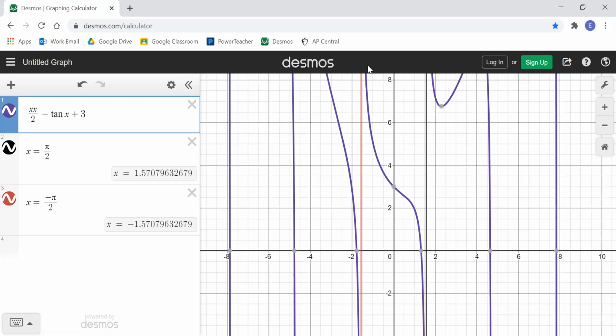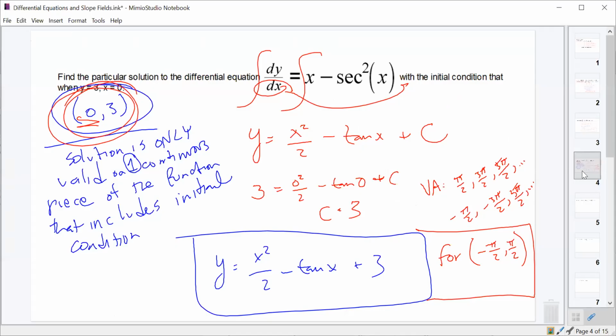Okay. And you don't necessarily need to look at the graph to find that interval, because hopefully you should be able to go in here and say, well, I know these are where the asymptotes are. And so there's a continuous portion between negative pi over 2 and pi over 2, one from pi over 2 to 3 pi over 2, one from 3 pi over 2 to 5 pi over 2. There's all these little continuous sections.